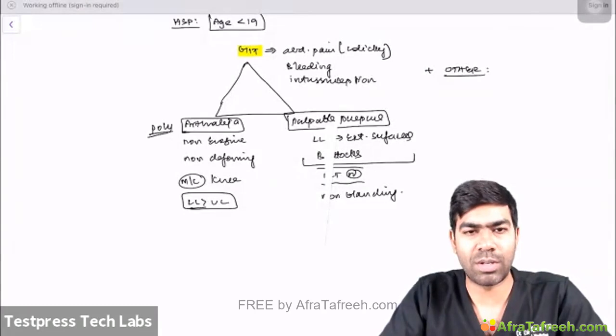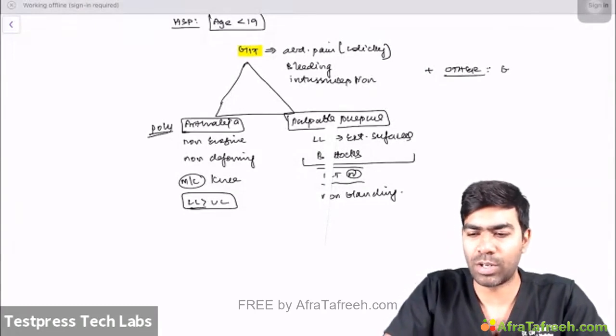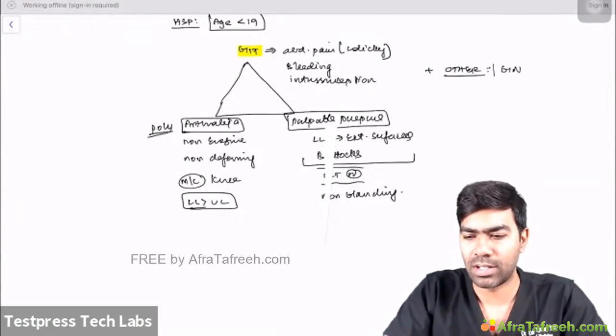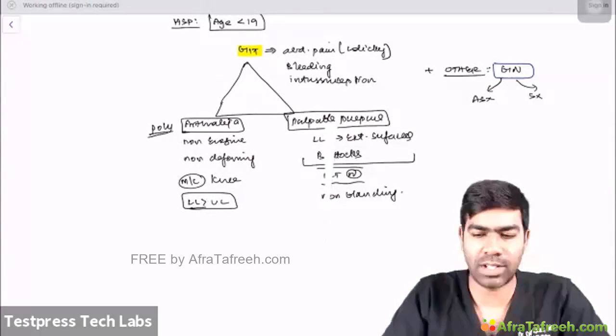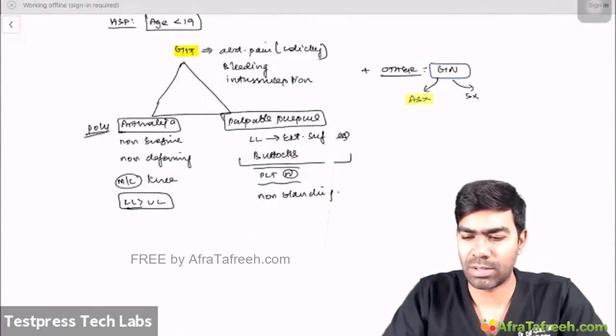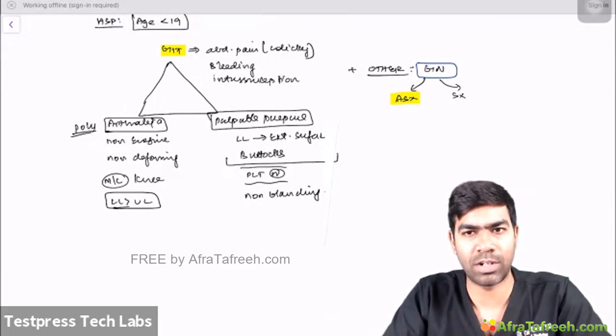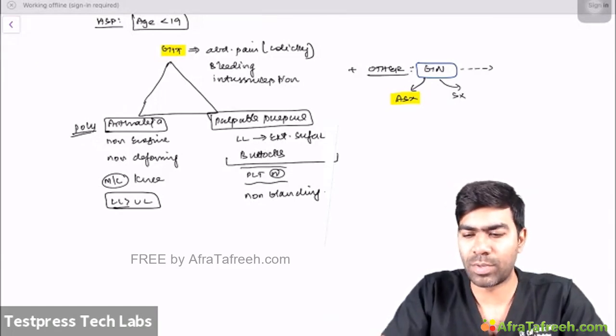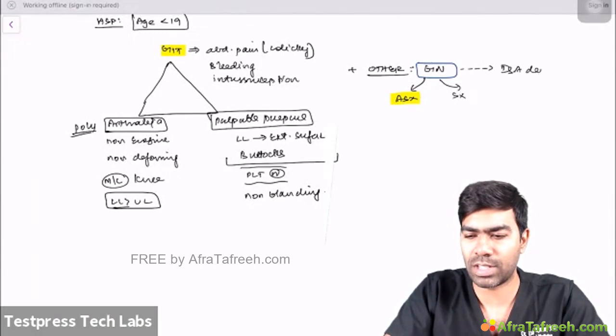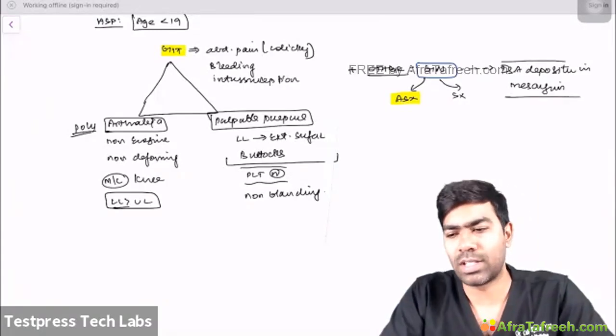One of the important other features is the glomerulonephritis that these patients can get. This glomerulonephritis can be either asymptomatic or symptomatic as well. Most of the time it will be asymptomatic and subclinical only. They won't be having any symptomatic or fulminant glomerulonephritis. This glomerulonephritis is due to IgA deposition in the mesangium. These are due to IgA deposits.